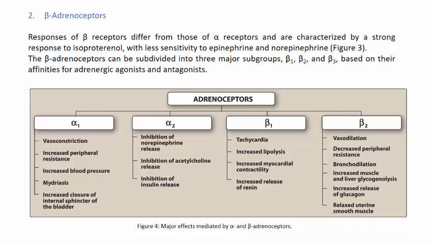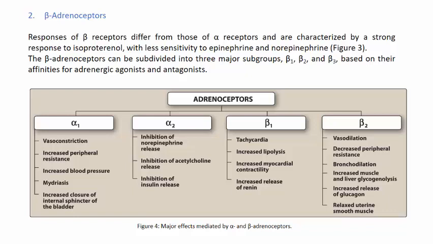The beta adrenoceptors also can be subdivided into three major subgroups اللي هي البيتا 1, beta 2 and beta 3 وهذا بالاعتماد على their affinities for adrenergic agonist and antagonist as well.